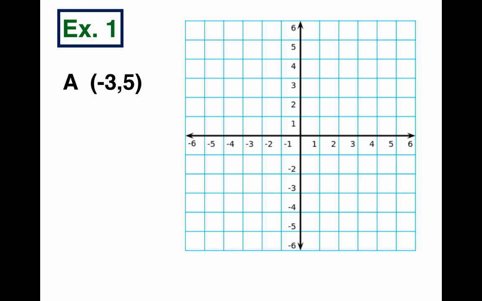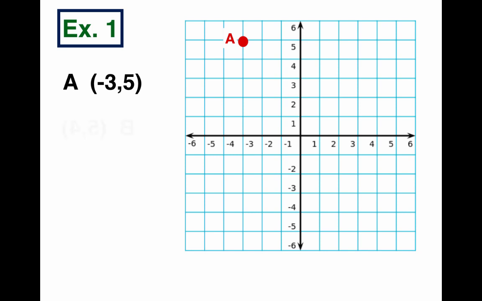So the first point, we're going to call it A, is going to be at -3, 5. So that's my GPS. That means I start at the center and I go to -3. So I'm going to go back 1, 2, 3. Then I have to go up to 5. 1, 2, 3, 4, 5. There we go. I'm going to move up to that location. And I'm going to label it A because that is point A.